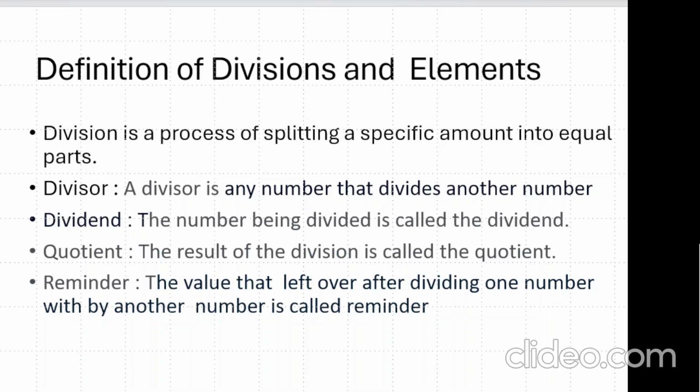They are divisor. A divisor is any number that divides another number. Dividend. The number being divided is called the dividend. Quotient. The result of the division is called the quotient. The remainder. The value that is left over after dividing one number by another number is called remainder.